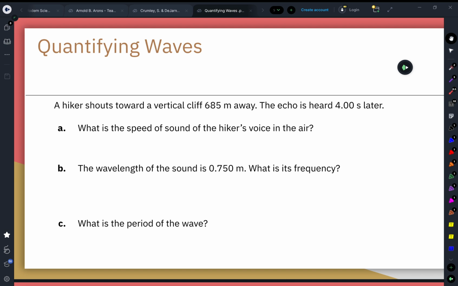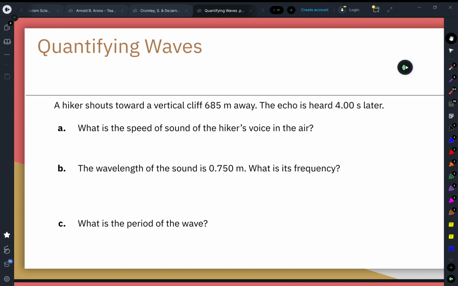So right now we're going to talk about how we can quantify waves. This example is going to be a hiker shouts toward a vertical cliff 685 meters away. The echo is heard 4.00 seconds later. There are three parts to this question.